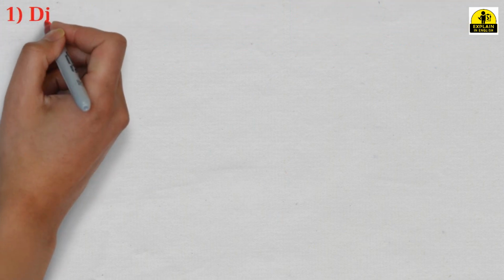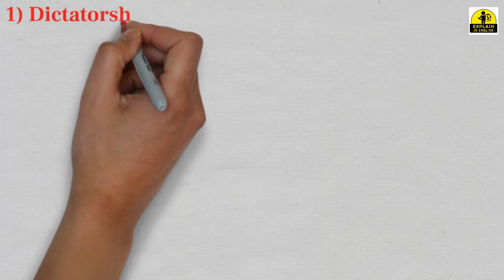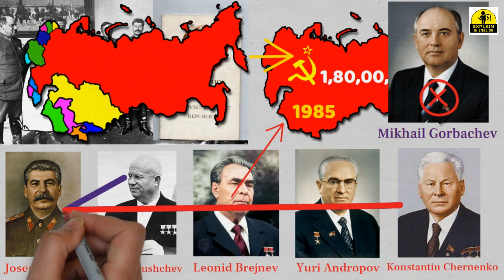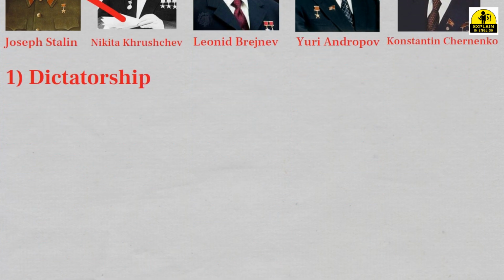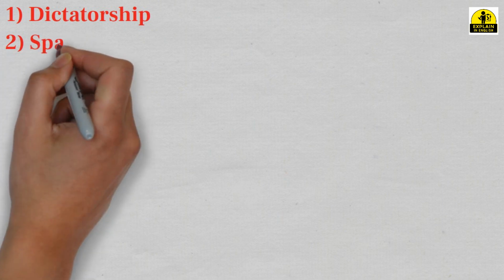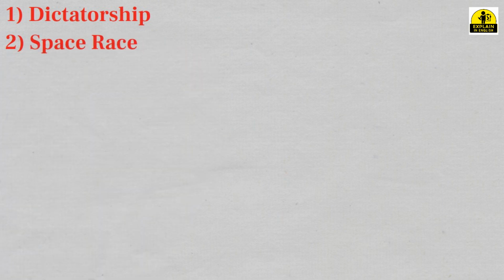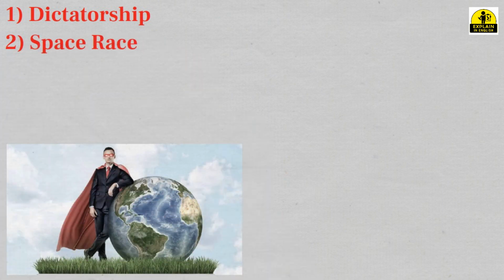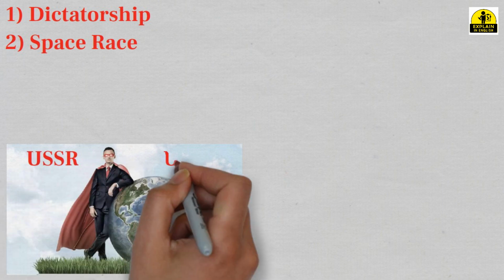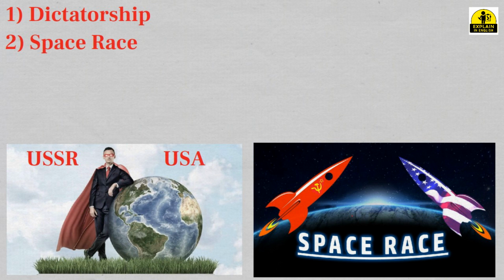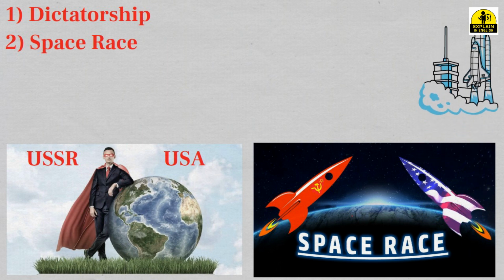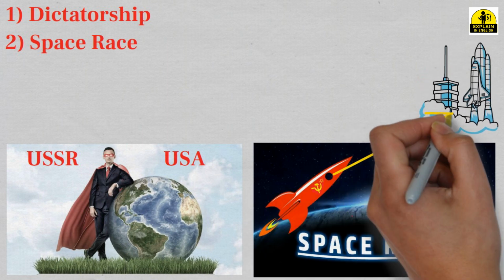The first reason was dictatorship, and we did talk about how Stalin or his later dictators had oppressed the citizens of the USSR. The second significant reason was the space race. After World War II, the USSR and the USA were the only countries in the world to compete for the title of superpower. A competition started between them as to who would be the first to send a satellite into space, and the USSR won.